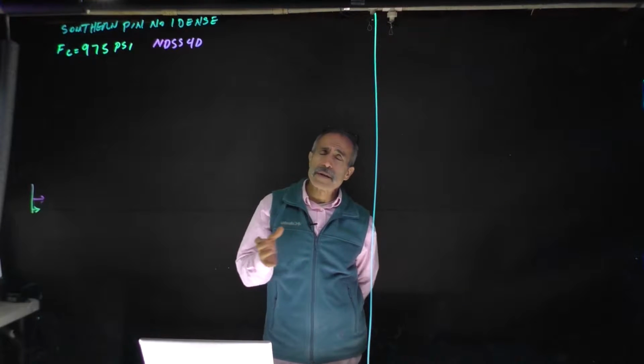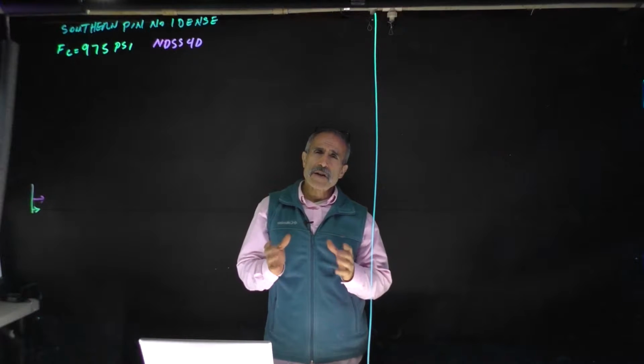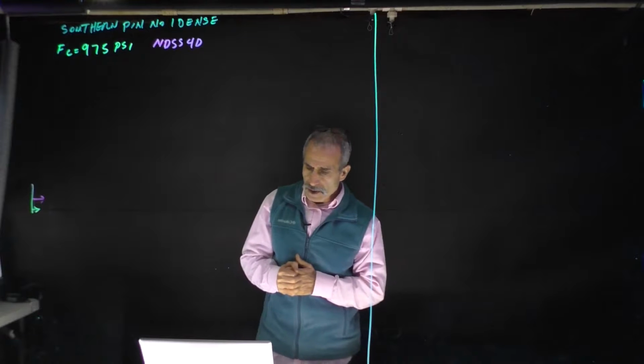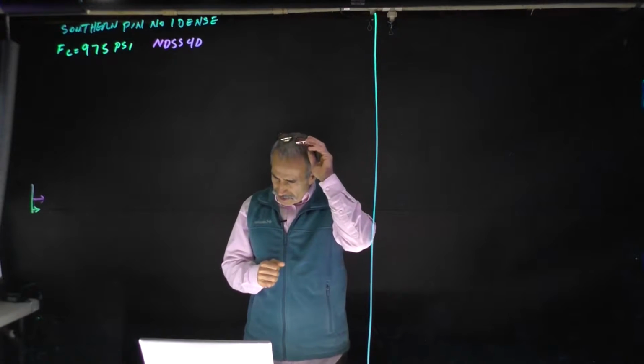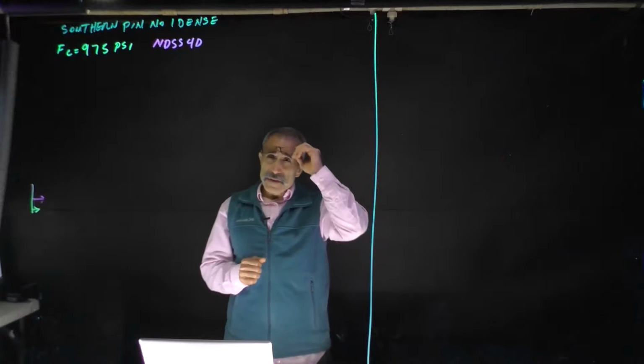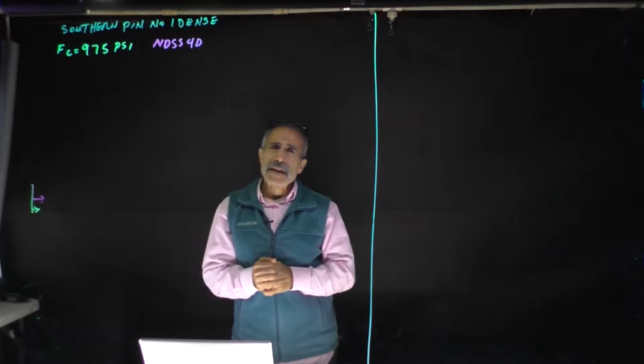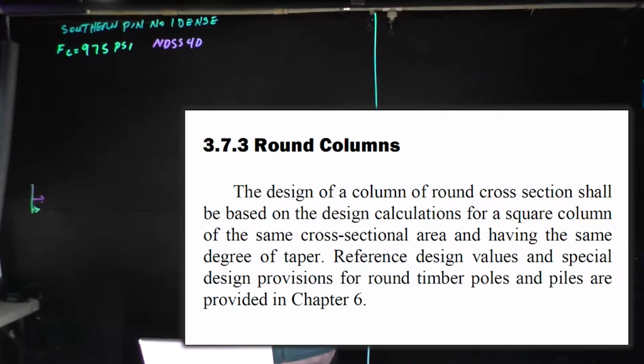In this lecture, I wanted to design a round timber column. Now, when we look at NDS section 3.7 I have on the board, it says a round column can be designed the same as a square column as long as you have the same cross-sectional area. They've done a great job. My hats off to them.